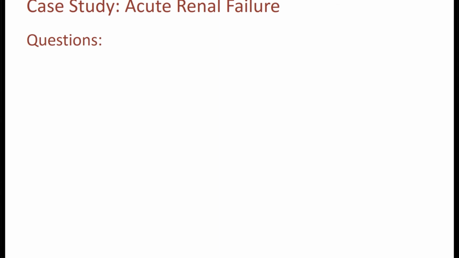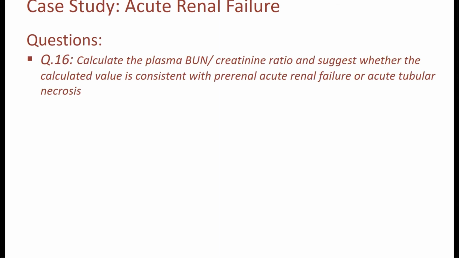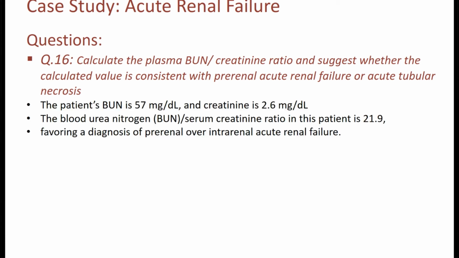Calculate the plasma BUN to creatinine ratio and see what this ratio tells you. Is it consistent with pre-renal or consistent with acute tubular necrosis, which is intrarenal? Now the patient's BUN is 57 milligram per deciliter and the patient's creatinine is 2.6. When you calculate the ratio, it is going to be 21.9. The normal ratio is 15 to 1. Here we have a ratio of 21. It's higher even than 20 to 1. And this favors the diagnosis of pre-renal over intrarenal acute renal failure. So this patient has pre-renal acute renal failure.